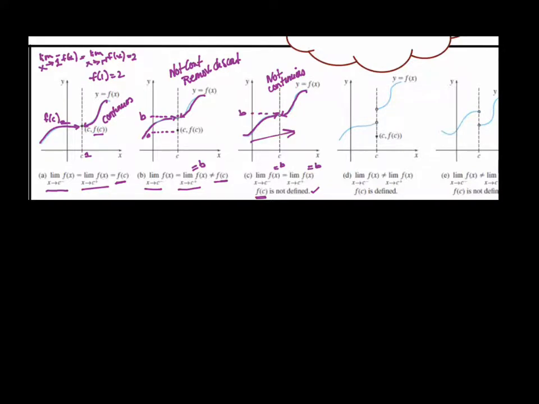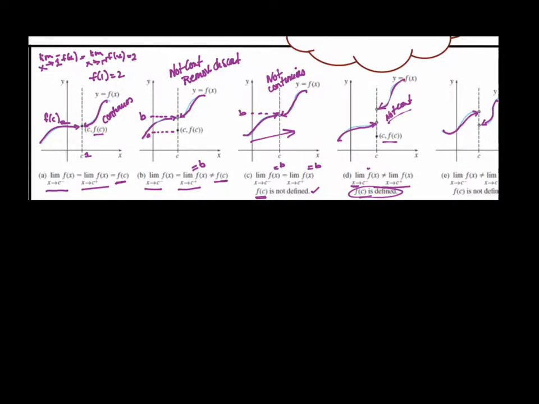And now let's look at this one. D: the limit from the left is not equal to the limit from the right. So we have the limit as x approaches c from the left not equal to the limit as x approaches c from the right. But f of c is defined, and it's still not continuous. So we're trying to get you to see this relationship. And the last one, the limit from the left doesn't equal the limit from the right, and f of c doesn't exist.